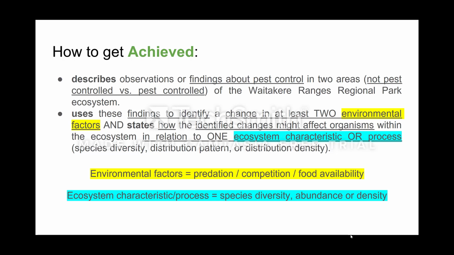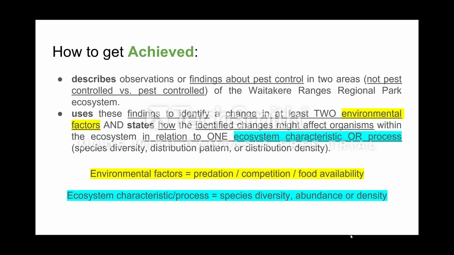So what do we mean when we talk about environmental factors? How does something like predation or competition or food availability affect things like species diversity or the numbers of species or the density of those species? And in broad and simple terms, where we have a lack of pest control, what we're going to have is greater predation or greater competition and lower food availability, and that will reduce species diversity and abundance and density. So it's linking those things to actual observations.